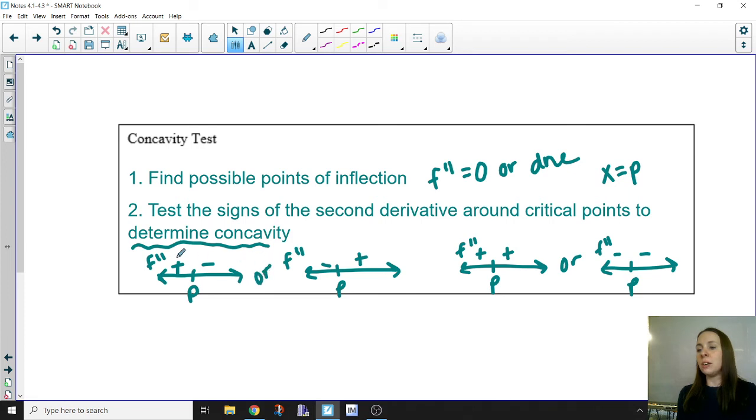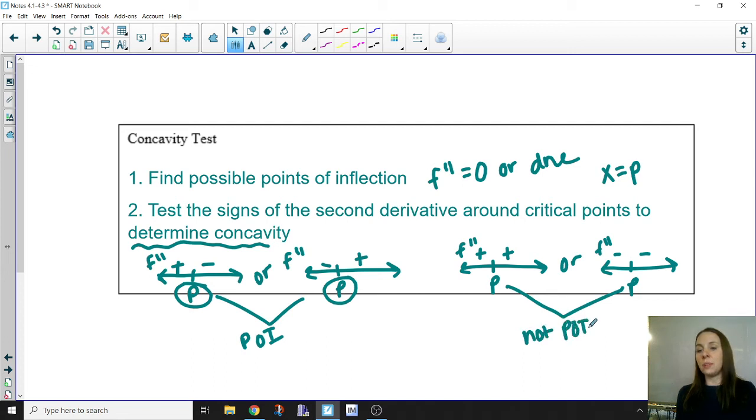So no matter if it's changing from positive to negative or negative to positive, what you say about x equals p is that it is a definite point of inflection. That's it. You don't say max, you don't say min. A point of inflection is almost never, I don't want to say never, never, because I don't know that for sure, but it's almost never a max or a min. If you have no sign change, that just means that x equals p was not a POI.